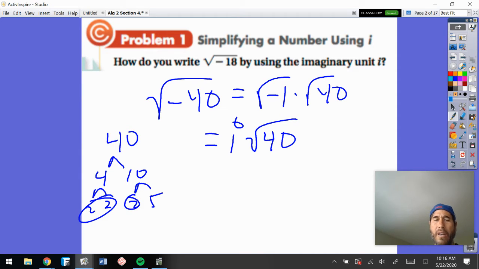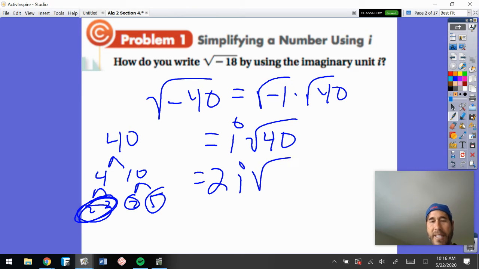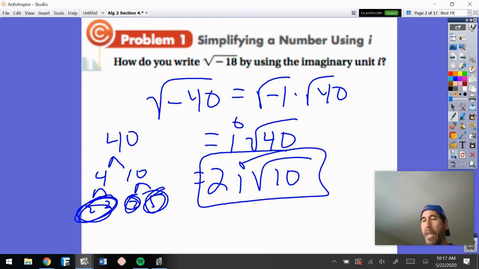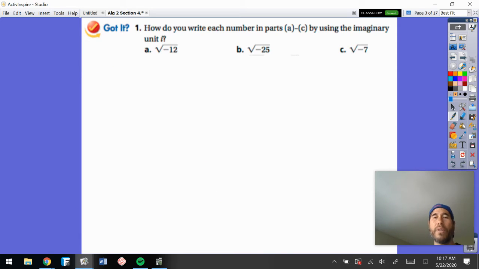I have three 2s. But remember, you need 2 of something to bring it out. So I only have one group of 2, so only one 2 comes out. That means that other 2 and the 5 have to stay inside. You can't come out of the house. Okay, you're grounded. All right, so we go 2 times 5, which is 10, and that would be that. Okay, so that's practicing a lot of those problems, right? But that's how we deal with an i.